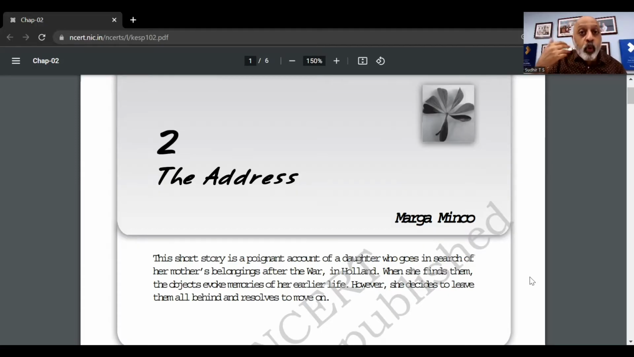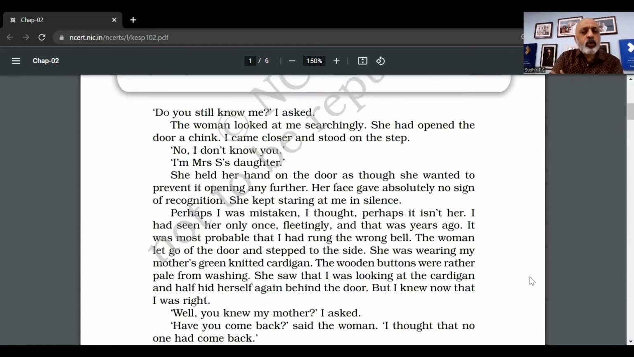So this short story is a poignant, meaning very emotional, account of a daughter who goes in search of her mother's belongings after the Second World War in Holland. Okay, when she finds the belongings, the objects, that is the furniture, the cutlery, the entire belongings, evoke memories. They bring back memories of her earlier life. However, she decides to leave them all behind and resolves to move on. Move on means leave it, this is the past. I'm not going to worry about it. Now I'm going to look and build my own life in the future. Okay. Do you still know me?